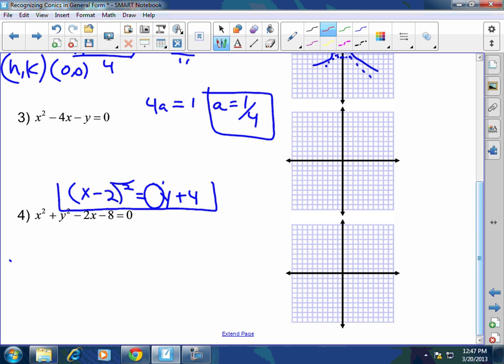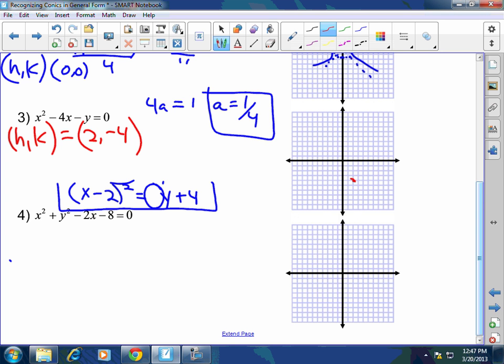I know this is a parabola. What is my center here, gentlemen? My h, k, or my vertex? 2, negative 4. That's absolutely right. So let's go ahead and graph it, right? So we've got 2, and 1, 2, 3, and negative 4. Is everyone with me so far? You got this?